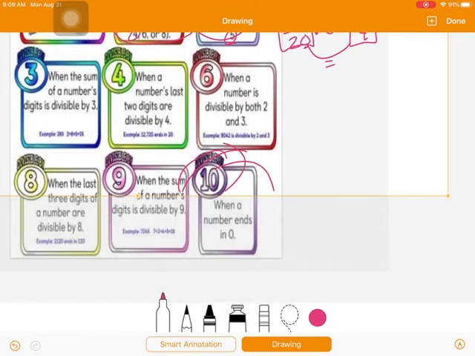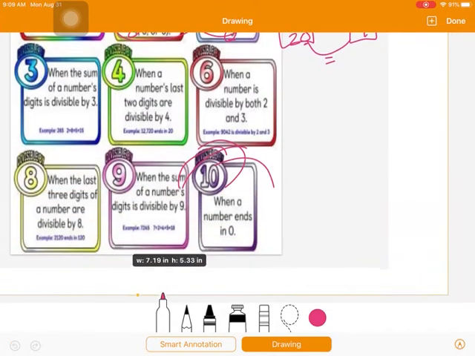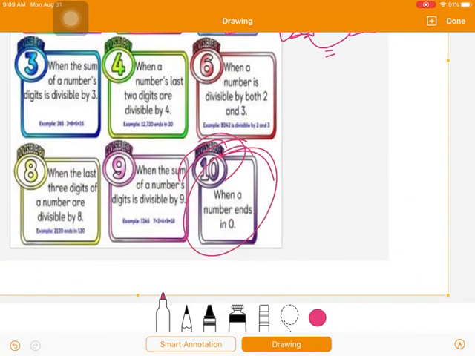The last one is 10. Pretty easy here. If both numbers end in 0, you can simplify by 10. So if I had 200 over 400, they both end in 0, so I can start by dividing by 10. 10 goes into 200 20 times. 10 goes into 400 40 times. And now I have 20 over 40.